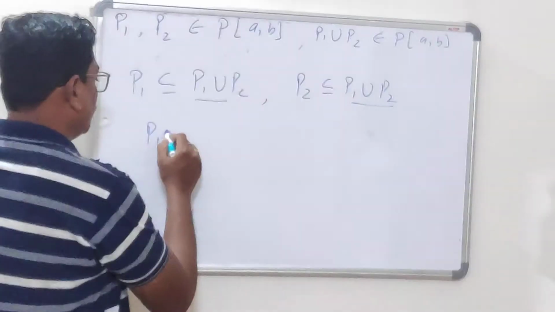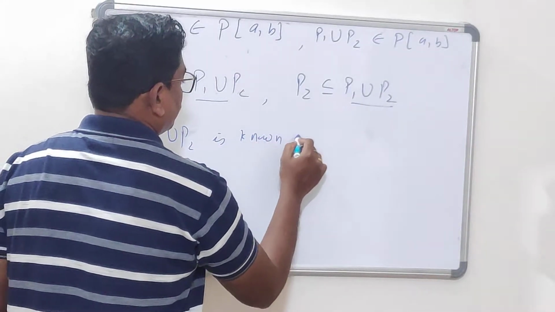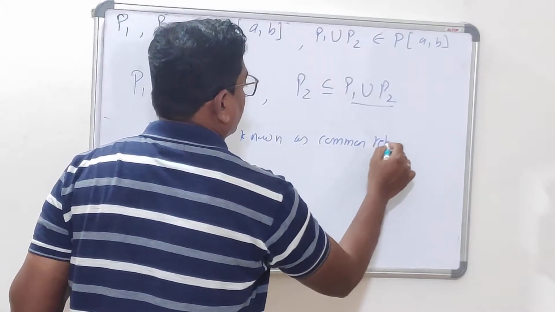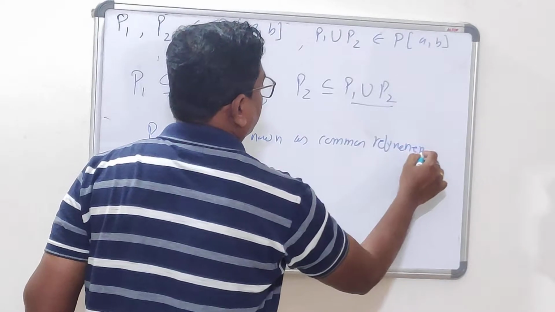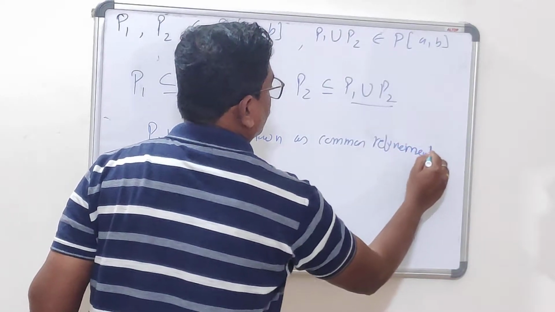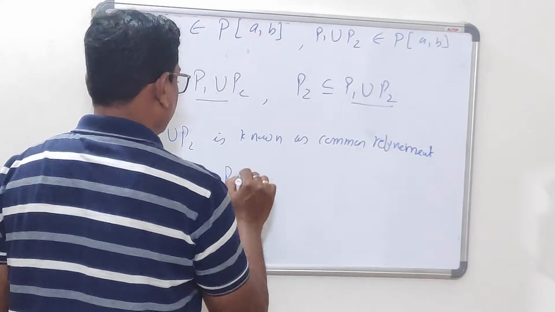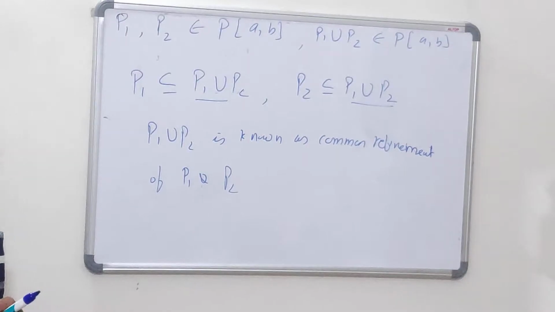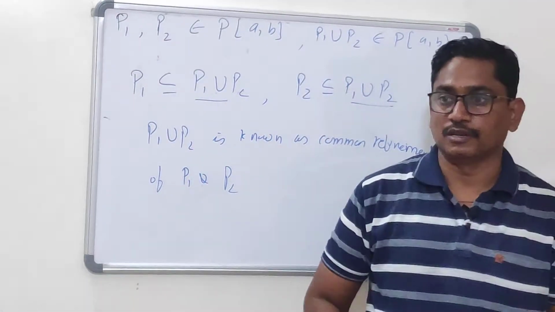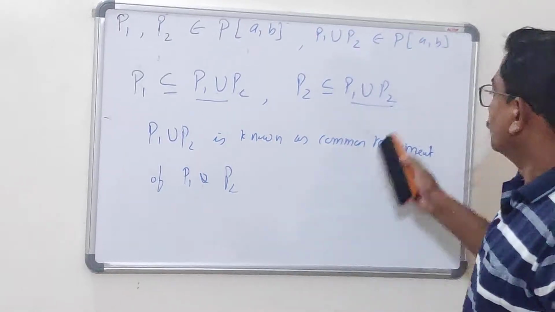So P1 union P2 is known as the common refinement of both P1 and P2. So this is all about the refinement of partitions and the common refinement.